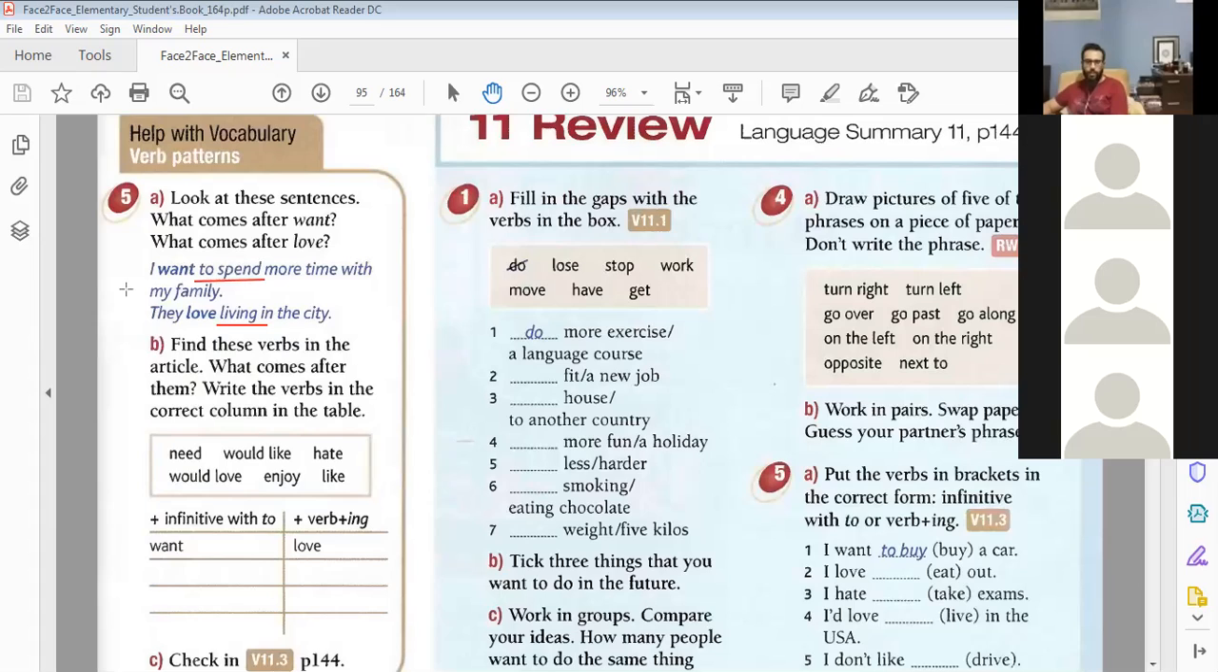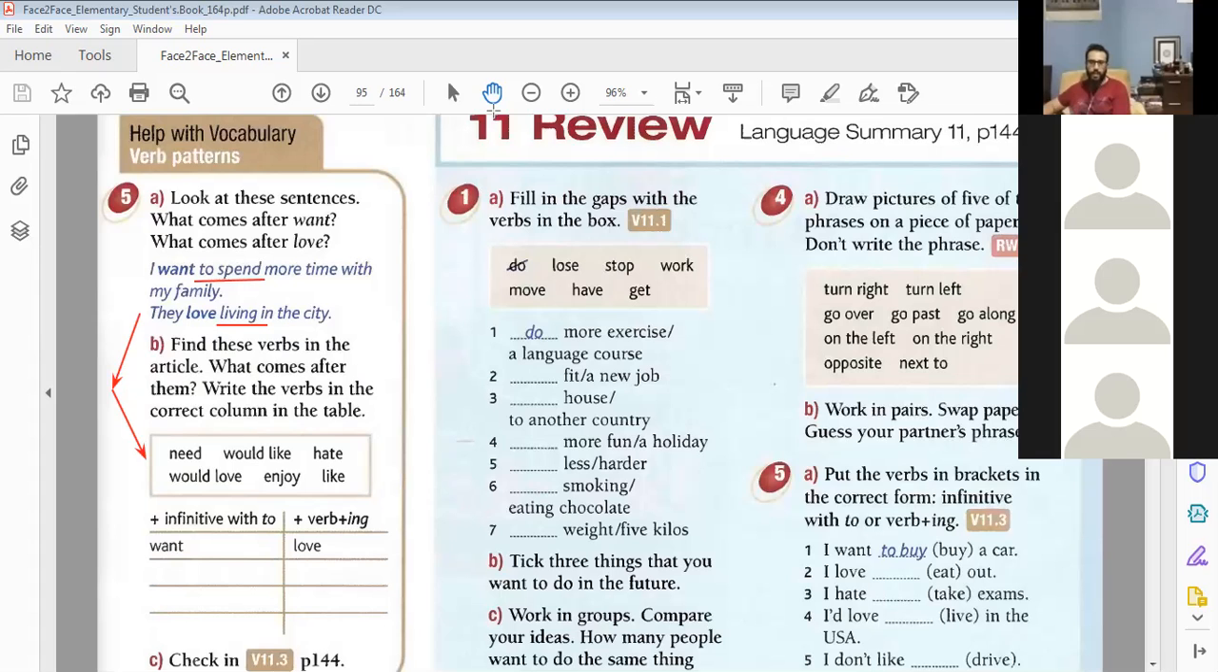What about love? What did we use after love? Verb plus ing. After love, we used verb plus ing. That's correct. All right, so now we want to do the same thing with all the verbs here in the box. With these verbs, we want to find them in the article, in the story. We want to find these verbs and look at the verb that comes after them. Okay, so let's check the verb need.